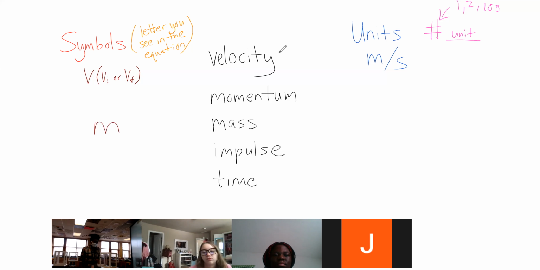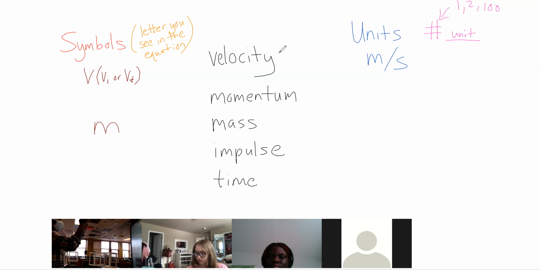All right. Glory, can you give me anything? A symbol or a unit? What did you say? Sorry, I didn't hear you. I said, can you give me a symbol or unit for any of those in black in the center? We already did velocity, so you've got momentum, mass, impulse, and time. If you give me something, just tell me if it's a symbol or a unit.